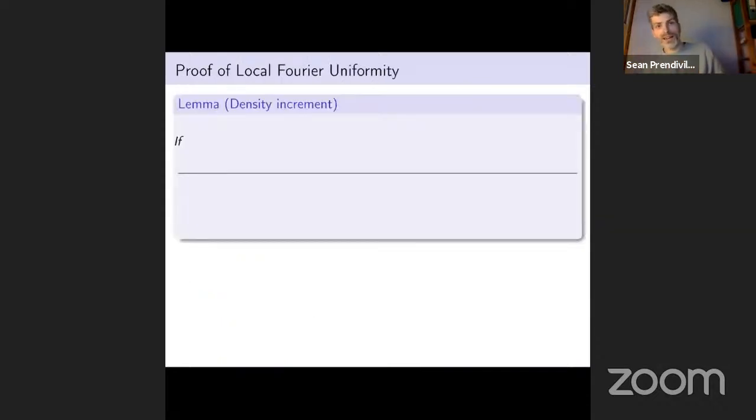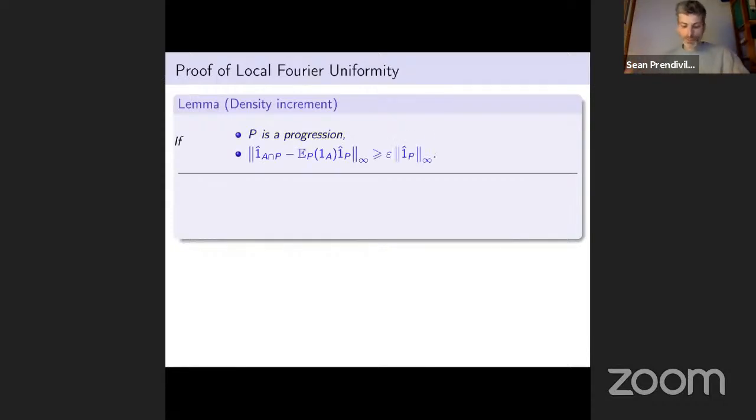But we've reduced our task in proving Roth's theorem to proving this local Fourier uniformity lemma. How do we do that? We're going to prove it by this method of density increment. So the key ingredient for the density increment method is a density increment lemma. What does that look like? So we take a progression and we take a subset of integers which doesn't have the Fourier uniformity we want. So we're trying to find this subprogression where the opposite of this inequality holds. This is the negation of this weak notion of Fourier uniformity.